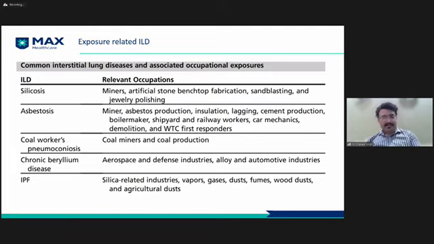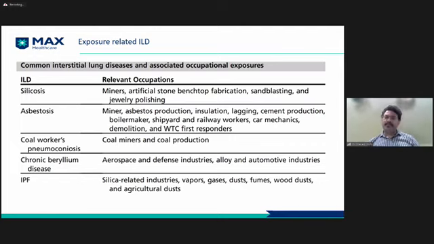So we will talk in the next few slides about WTC lungs as well. Then we have coal workers pneumoconiosis, especially seen in coal miners and coal production industry. And we have chronic beryllium related disease, which is most often seen in aerospace and defense industries, alloy and automotive industries. Then IPF can be seen with silica related industries or vapors or gases, especially welding gases, which can also cause ILD related to exposure to gases and further lead to the UIP or usual interstitial pneumonitis pattern.